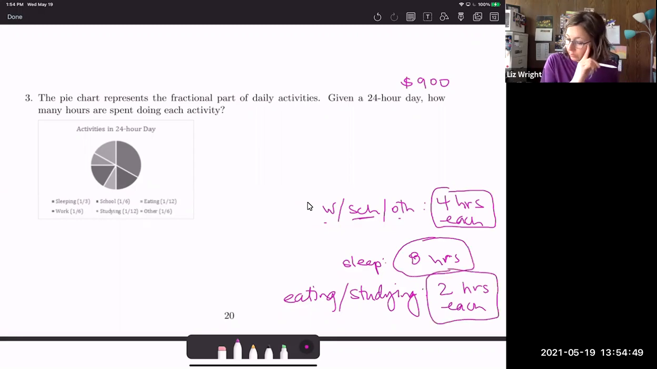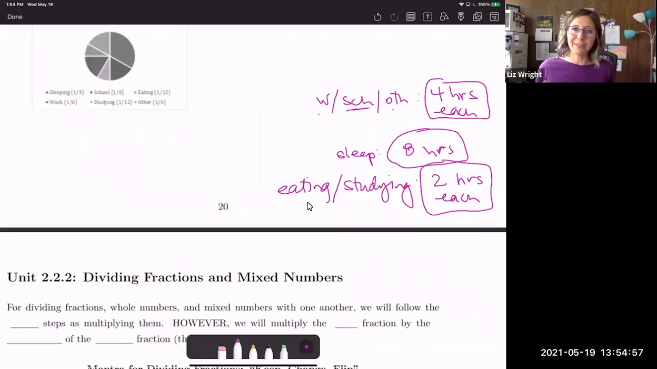So I want you to do those in your notebook and just make sure you are showing your work. And I think that's it. So let me check. Yep, that's the end of this topic.